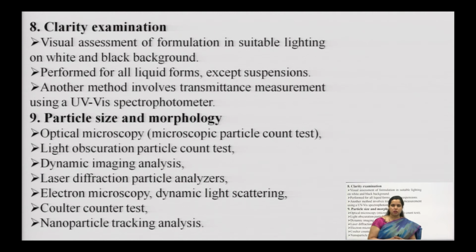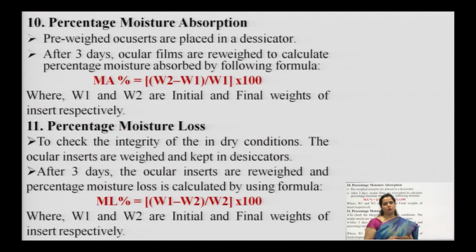microscopic particle count test. Next is the light obscuration particle count test. Next, dynamic imaging analysis, laser diffraction particle analyzers, electron microscopy, dynamic light scattering, Coulter counter test, and nanoparticle tracking analysis. All these techniques can be used to determine particle size as well as morphology of the particles present in the system.